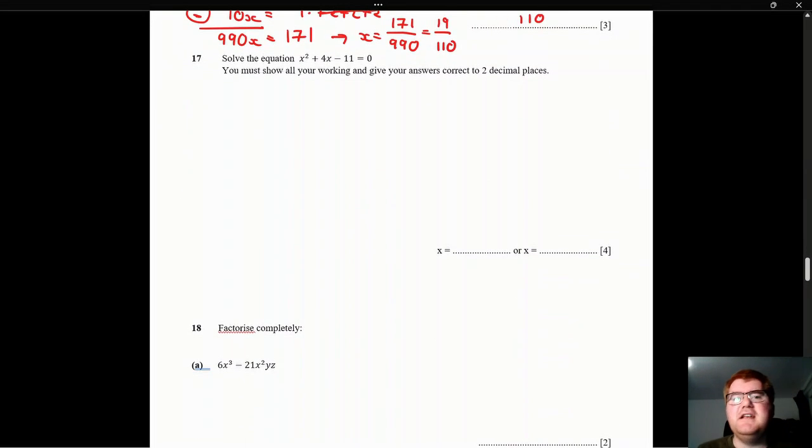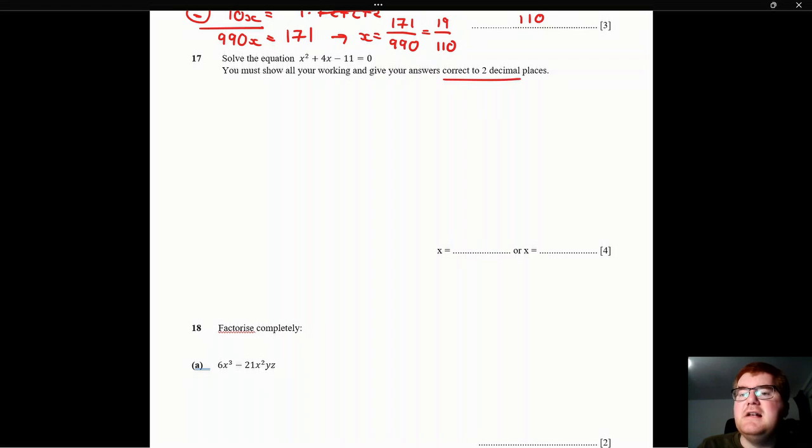On to question 17, and we need to solve this quadratic, showing all our working, and give the answer to 2 decimal places. As soon as I see this, factorizing, which is my usual method, is not going to work, or very unlikely to work. So I use my second method, which is the quadratic formula. Again, something you should know off by heart at midnight or any other time.